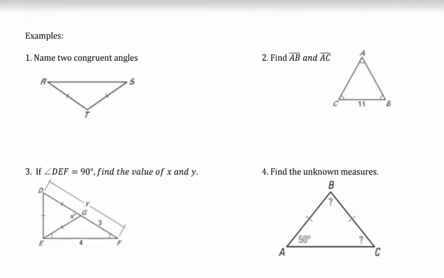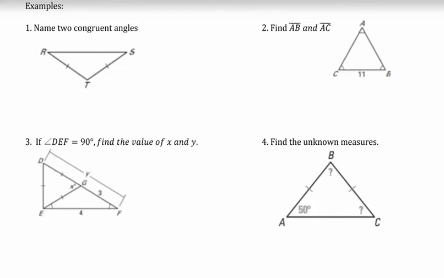It says, name 2 congruent angles. So for number 1, what kind of triangle is it? It's isosceles. How do you know? Because of these tick marks here and here. So if those sides are congruent, that means what angles are congruent? Let's draw my diagonals. So angle S and angle R. Angle R is congruent to angle S.